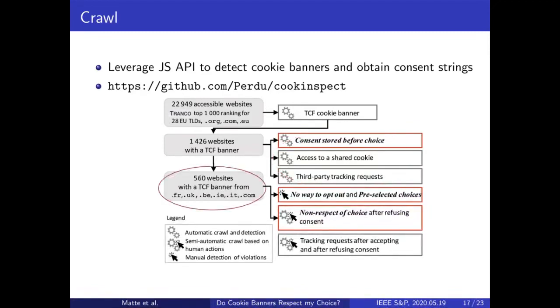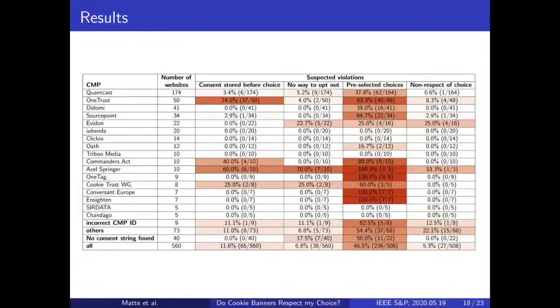Then, we select websites of countries whose language we speak, and detect semi-automatically the no way to opt out, preselected choices, and non-respect of choice violations. In the second semi-automatic crawl, we manually respond to banners. We obtain the following results. The first interesting information is the list of the most popular CMPs. You may recognize some of them if you're used to clicking on banners, such as Quantcast, OneTrust, or Didomi.